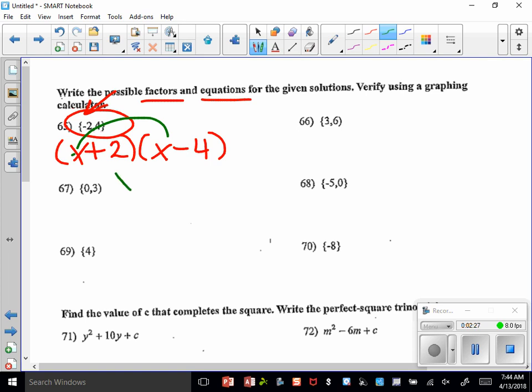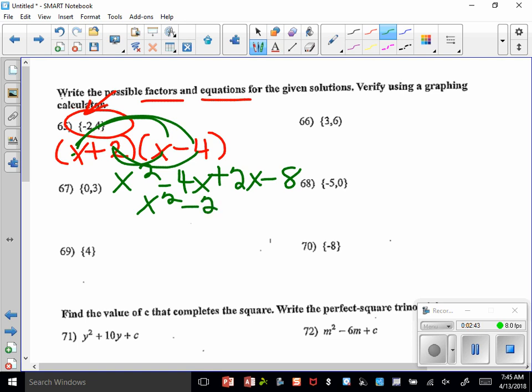So x times x is x squared. X times -4 is -4x. Okay, 2 times x is 2x. And 2 times -4 is -8. And then you combine your middle terms together: x squared minus 2x minus 8. Okay, so it all ties together. So you can go from one to the other. If you have the quadratic equation, you should be able to factor. If you have the solutions, you should be able to get the factors.